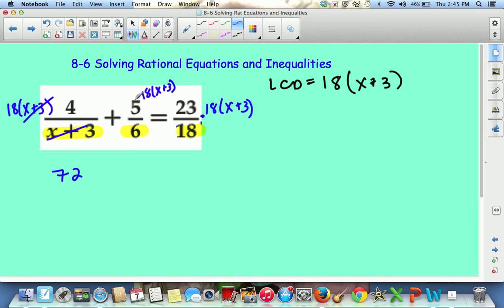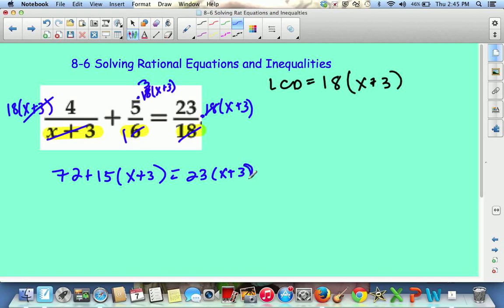Here we can take 18 and 6 and simplify those to 3 and 1. So we have 15 times x plus 3. And for this fraction, the 18's cancel out. That looks a lot nicer, doesn't it? So now we can just solve this like a regular equation.